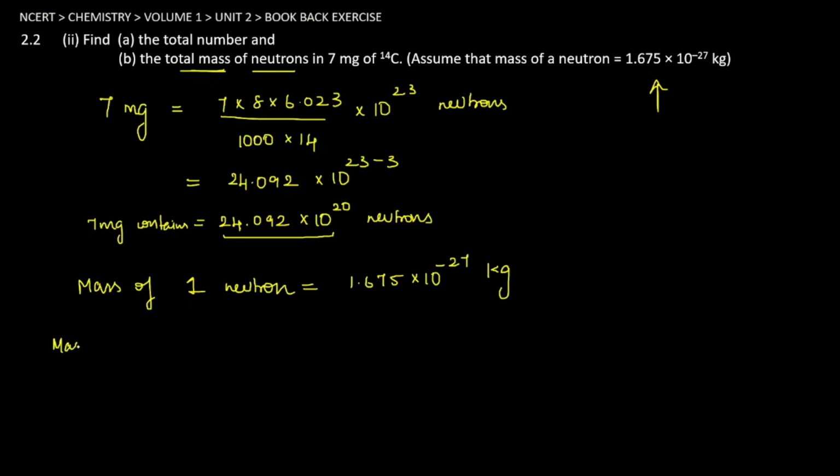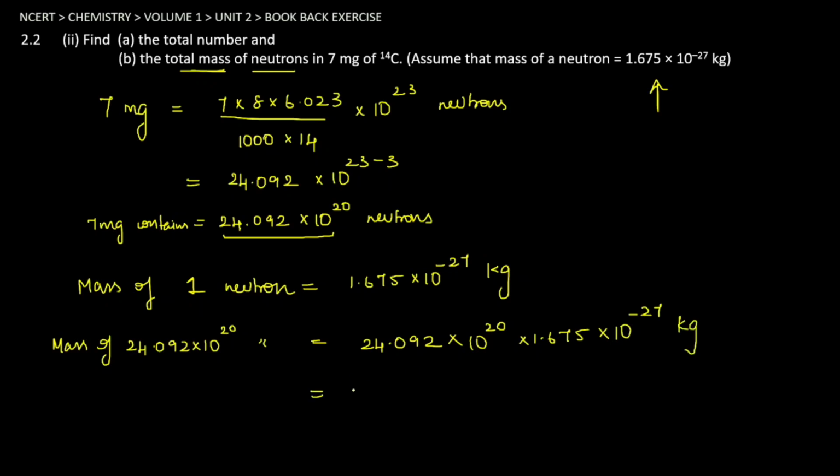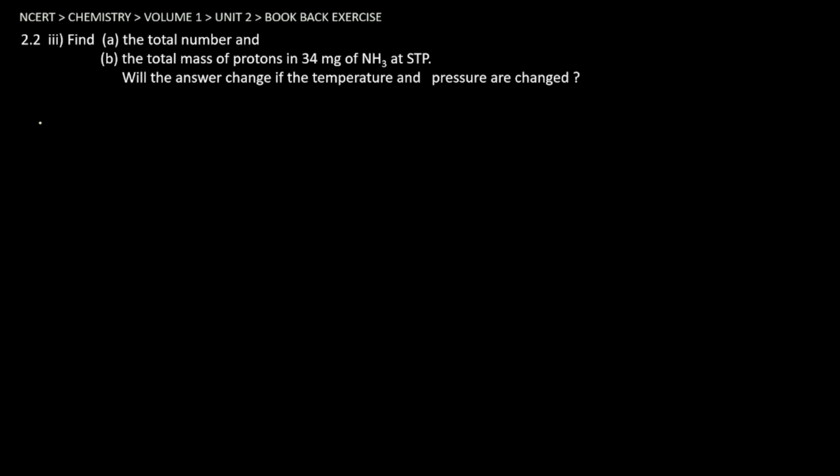So we have 24.092 into 10 power 20 neutrons with us in this 7 milligrams sample. So let's write, the mass of 24.092 into 10 power 20 neutrons will be nothing but just multiply this number with the mass of 1 neutron, that is 1.675 into 10 power minus 27 kilograms. So on multiplication you'll get 0.35 into 10 power 20 minus 27, which is 10 power minus 7 kilograms.